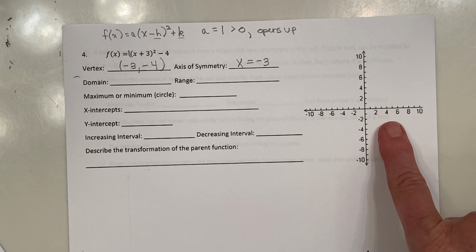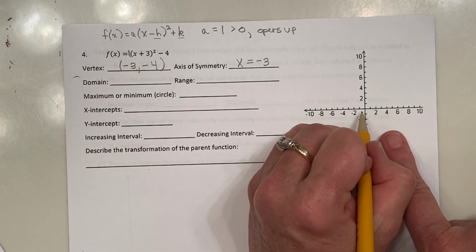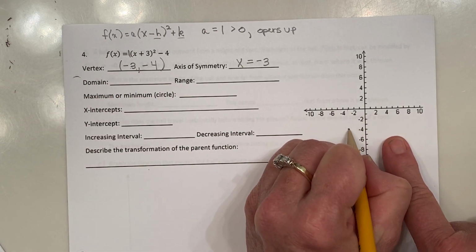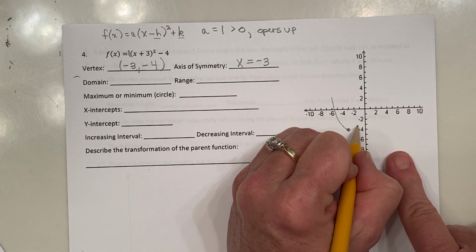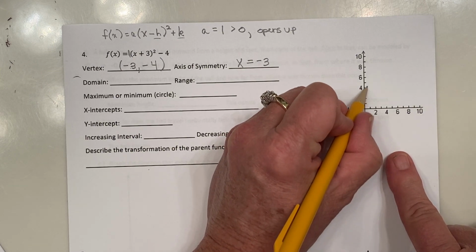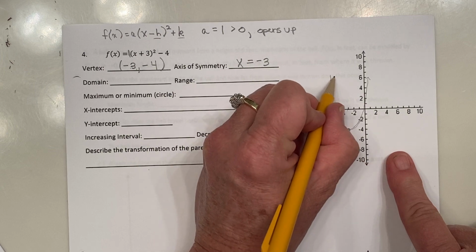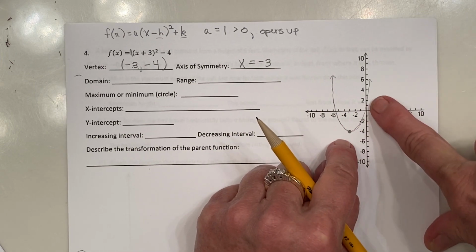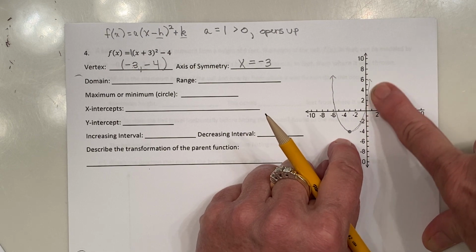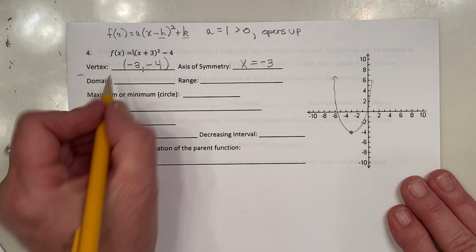So let's come over here to the grid and let's get this vertex on here. So (-3, -4) is about right here. I know the graph opens up. I don't know how wide, so I'll just guesstimate. And then I'll come back when I find the zeros and kind of adjust here. And then when I find the y-intercept, I'll also adjust if need be.